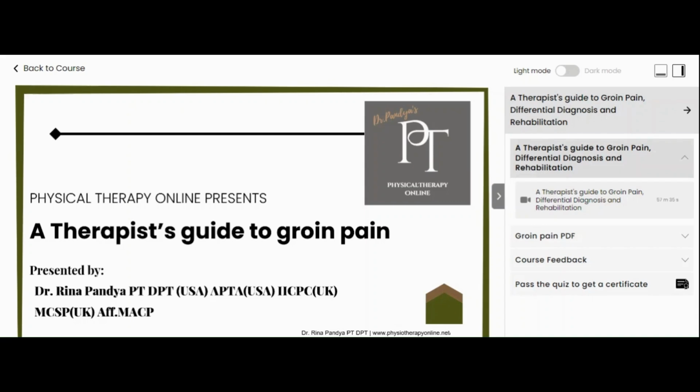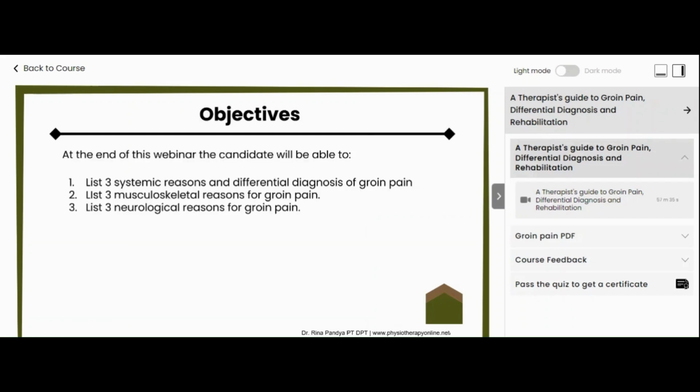What we're going to learn about, in brief but in great depth, are the different reasons, causes, effects, and rehabilitation of groin pain. So without further ado, let's get started. The simple objectives of this webinar are that a candidate will be able to list 3 systemic reasons and differential diagnoses of groin pain, 3 musculoskeletal reasons for groin pain, and 3 neurological reasons for groin pain.